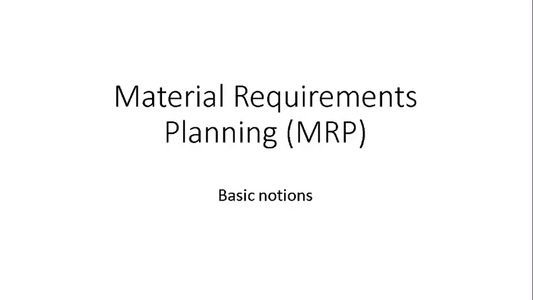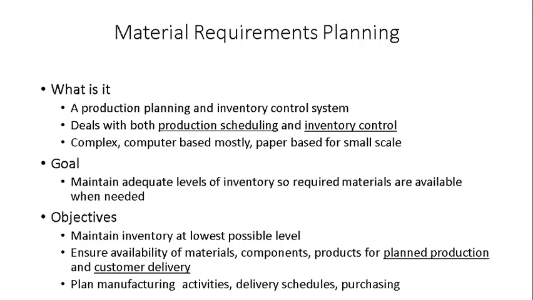Hello, in this video I'm going to introduce you to the basic notions of material requirements planning, or MRP. Any manufacturing process requires inventory in order to schedule the production line or the assembly line of the products. So MRP is exactly a system that deals with production scheduling and inventory control. It tries to ensure the availability of materials, components, and products for plant production and customer delivery.